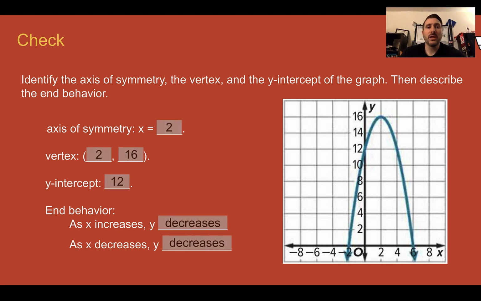Check your answers. First, our axis of symmetry is at 2, so we can see it right here. Going down, it would go through x equals 2. The vertex is up here at 2 and 16. The y-intercept right here at 0, 12, so 12. And then again, this is opening downward, so as x increases or decreases, y is decreasing.